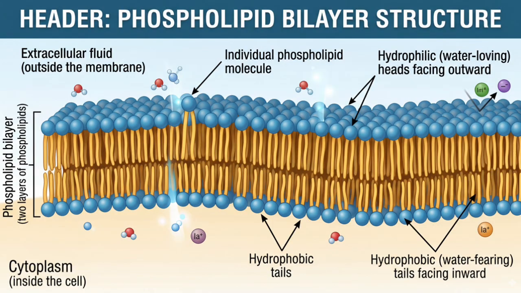At the center of everything is something called the phospholipid bilayer. Each phospholipid has two parts, a head that loves water and a tail that hates water. So when they're in water, they arrange themselves automatically: heads facing out, tails hiding inside. This creates a double layer, which is a bilayer, that forms the foundation of the membrane. And this simple arrangement is the reason your cells don't fall apart.